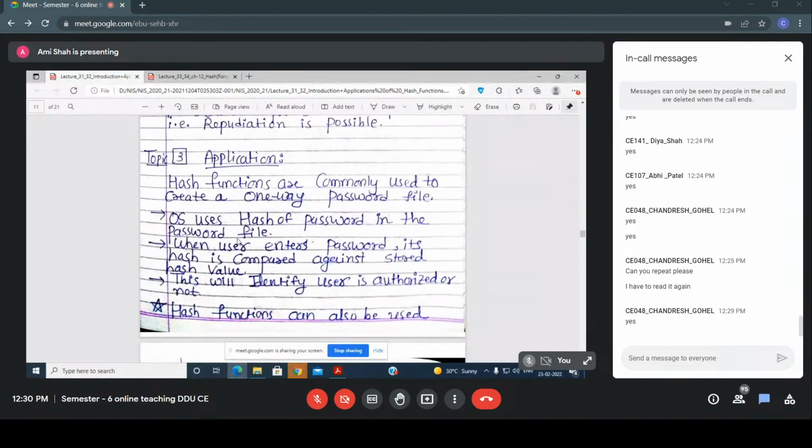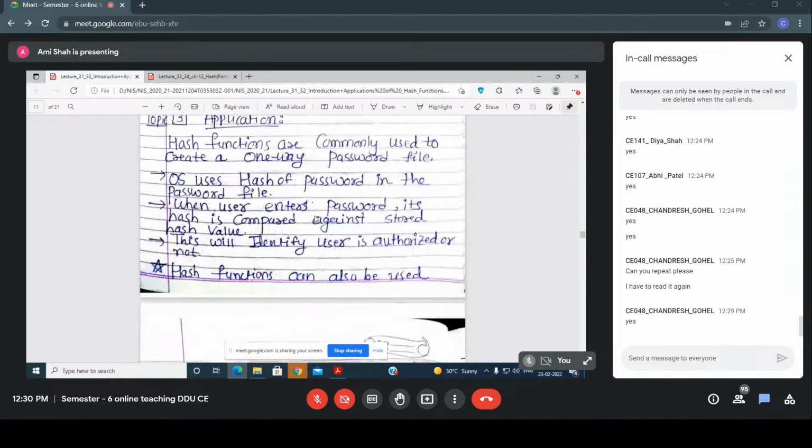What I'm trying to say is, where the hash function is used, the operating system uses a hash of the password in the password file. When the user enters a password, its hash is compared against the stored hash value, and this will identify whether the user is authorized or not. So this is one application of the hash function.